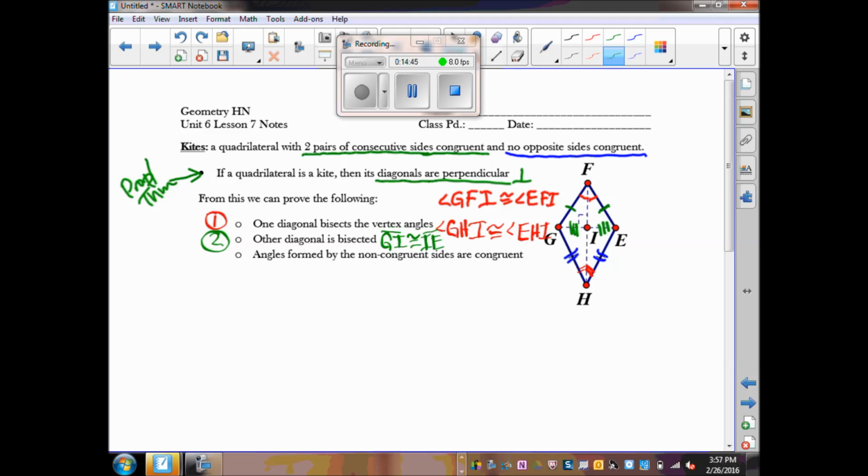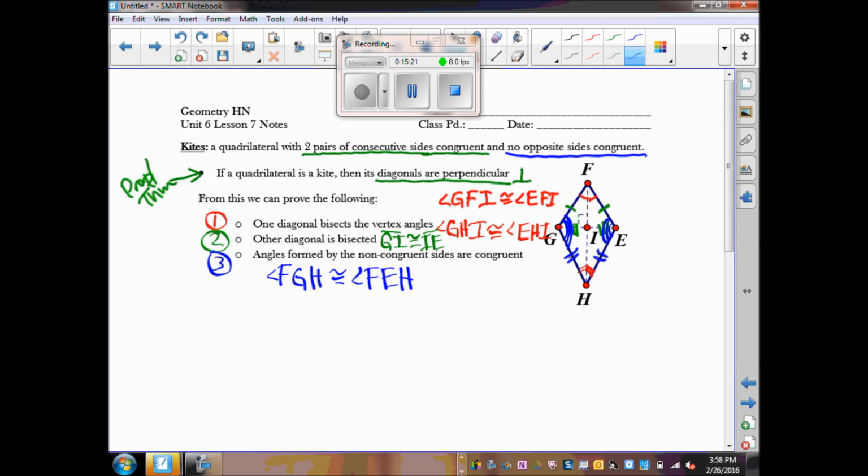Then our last one is actually talking about those angles. Angles formed by the non-congruent sides are congruent. So that means that this angle here, FGH, is congruent to this angle, HEF. So that's our third thing. Let's go and write that in. Angle FGH is congruent to angle FEH. And again, these are the angles formed by the non-congruent sides. Those angles are indeed congruent.